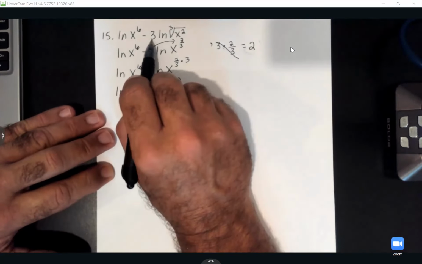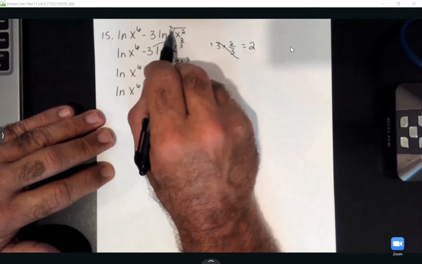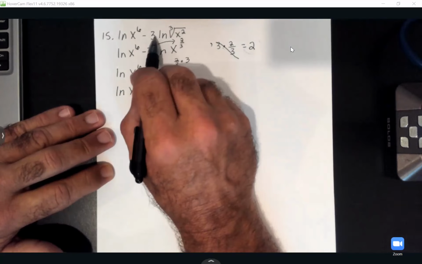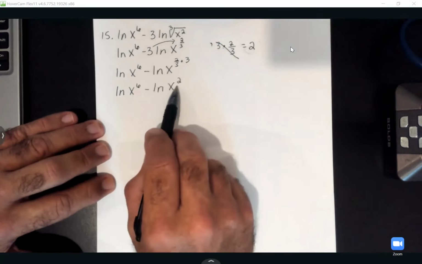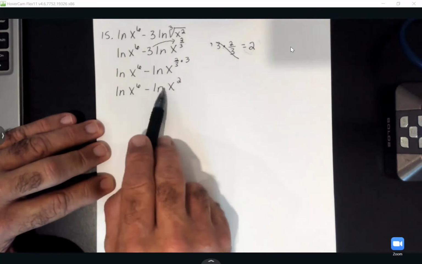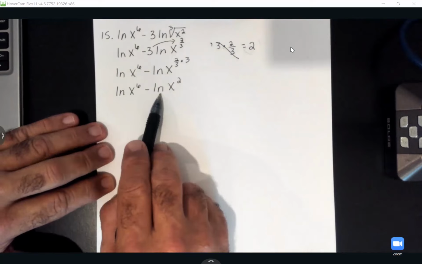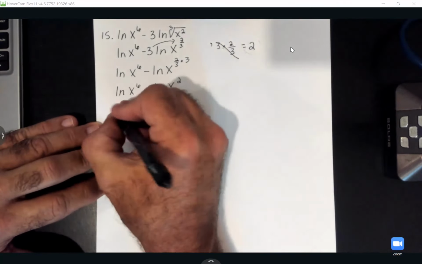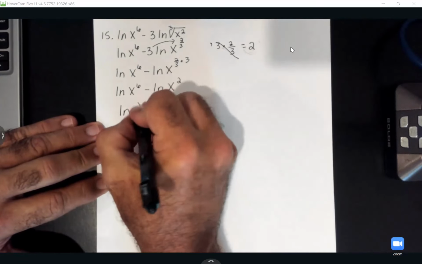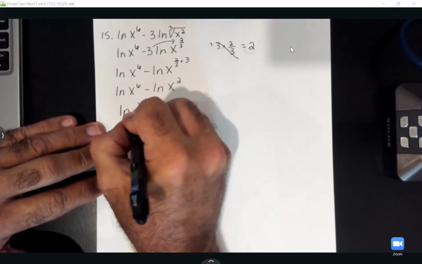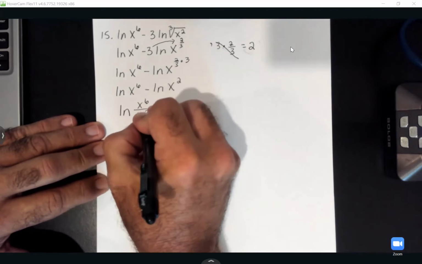So anytime you got a number in front of the ln and it matches the radical's index, they basically cancel out and you're left with that exponent that was on the inside. All right, so I got subtraction. So this will end up looking like a quotient. So bring out the ln. The top factor will be the x^6. The bottom factor will be the negative one, which is the x squared.